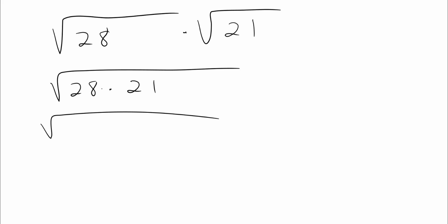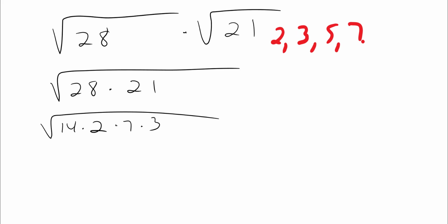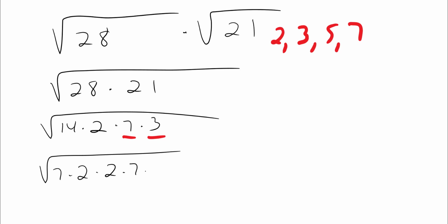28 is, if I divide that by 2, 14 times 2. Let's do the 21. Well, 2 doesn't go into it, 3 does. So 7 times 3. All right, let me write these numbers out again. 2, 3, 5, and 7. Okay, well, so that's good. That's good. 14 still needs to be split up a little bit. So 7 times 2 times 2 times 7 times 3. All right, we're good to go, man. There's nothing else I can pull apart here. Right? 7s and 2s and 3s.